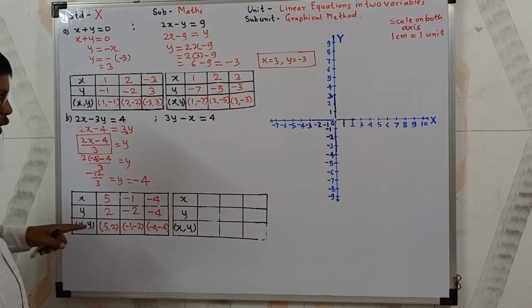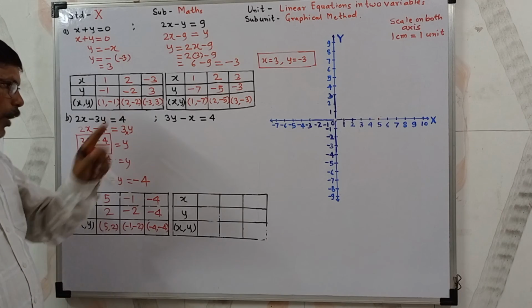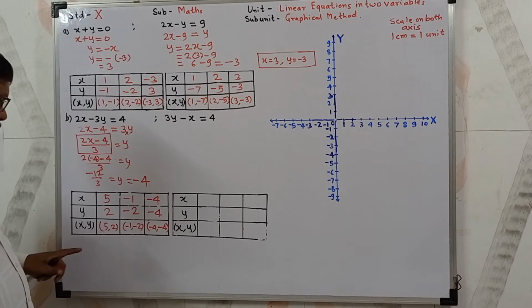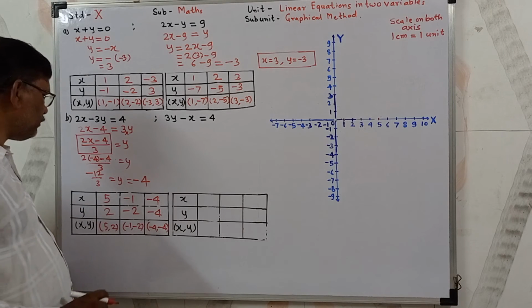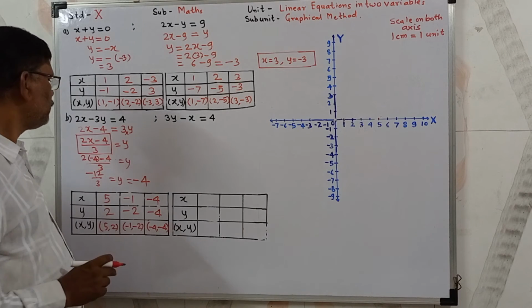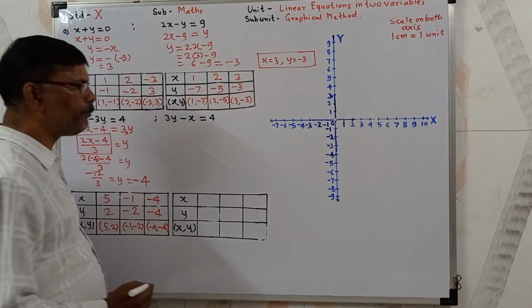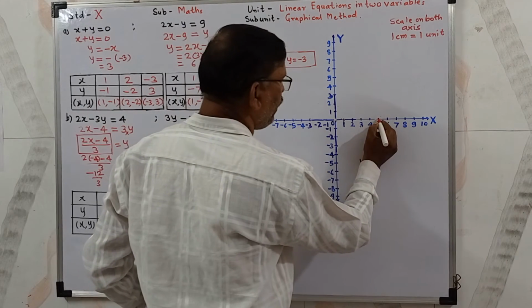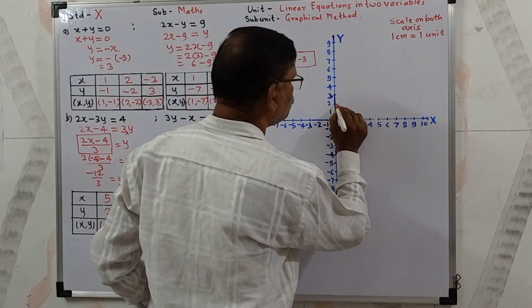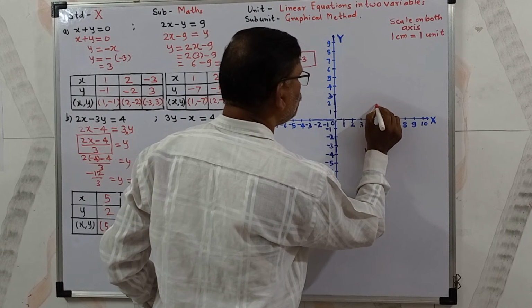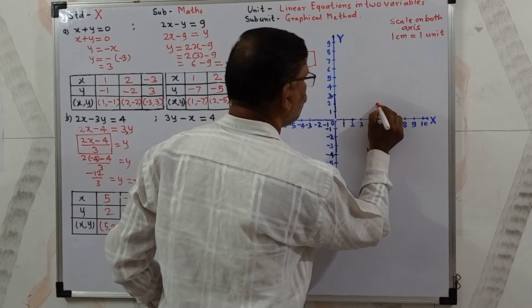Understood? Now we put these points on the graph and draw the line, that is 2x minus 3y is equal to 4. Okay, first point is (5, 2). Where is 5? Here is 5 and here is 2. So put here (5, 2).